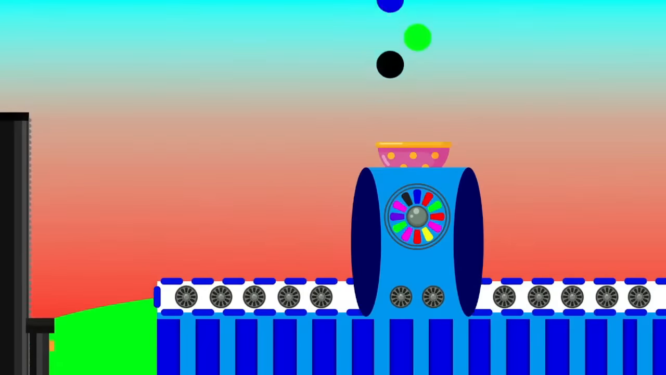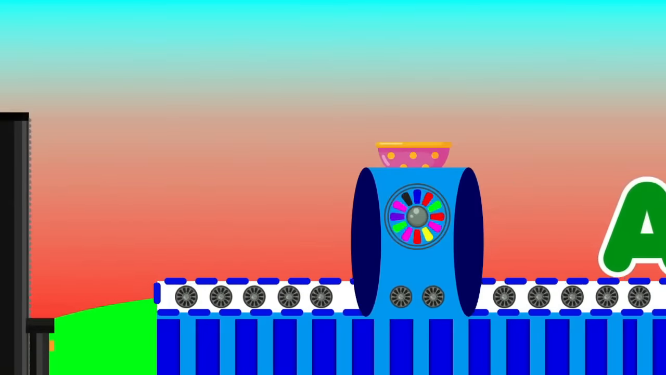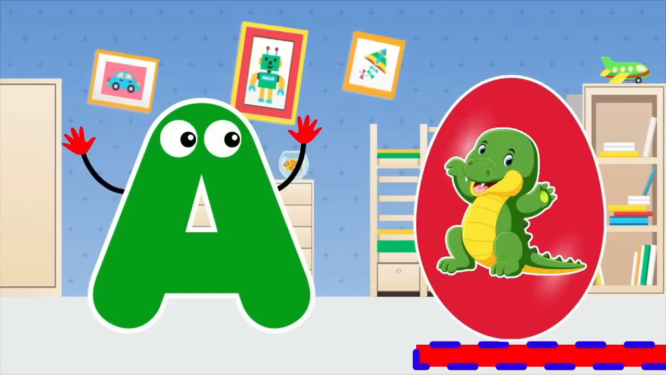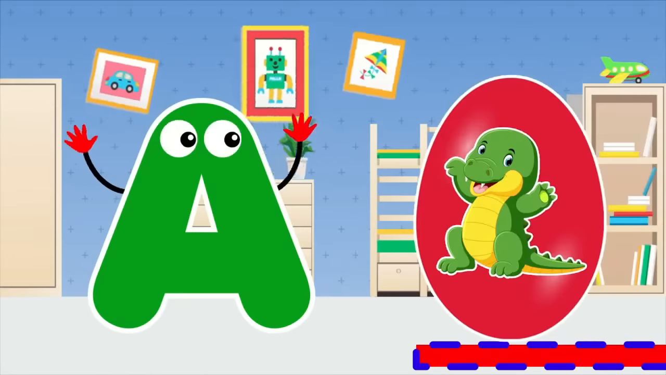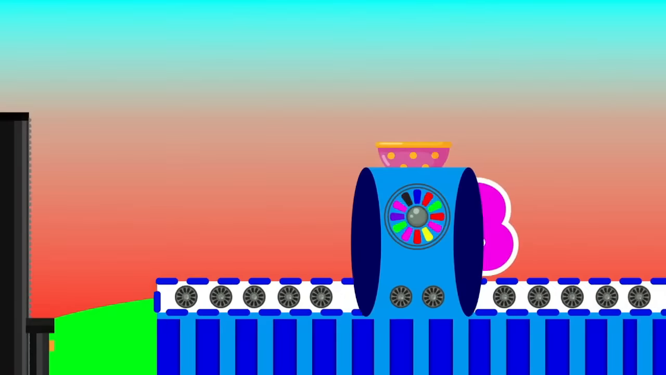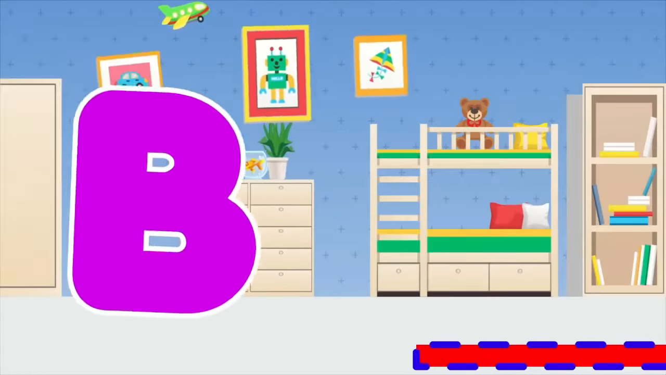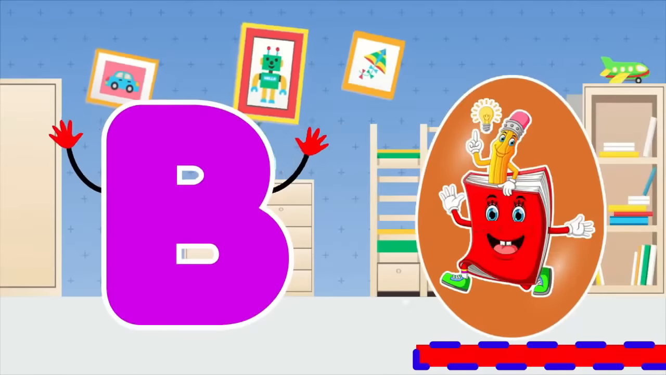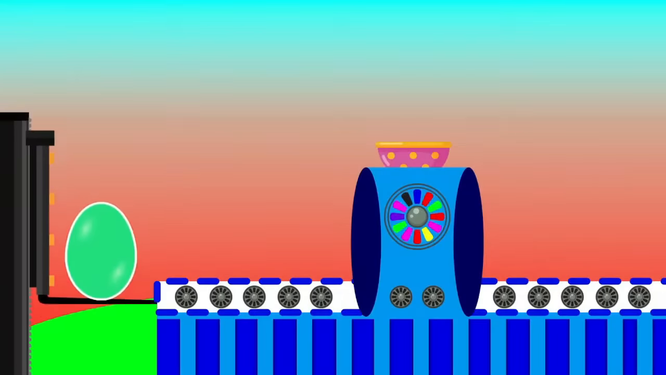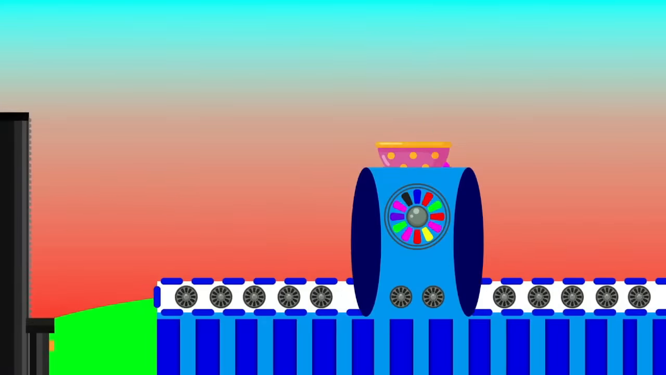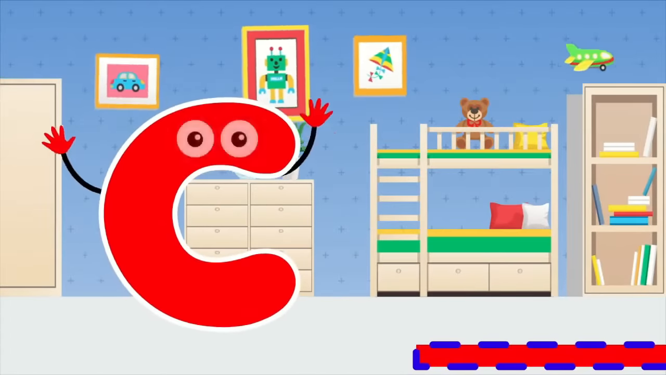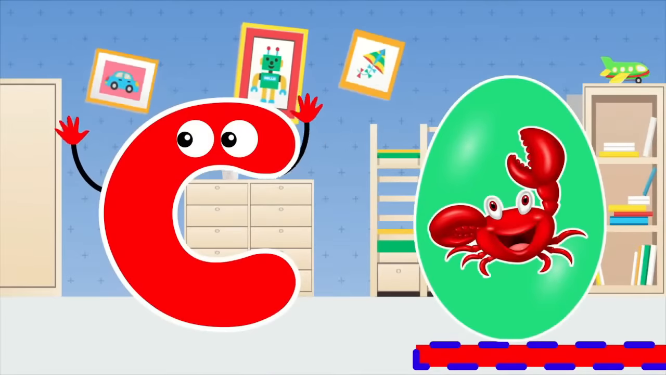Oh, wow! Here is an alphabet A. A is for alligator. Ka-choo! Here is an alphabet B. B is for book. Ka-choo! Here is an alphabet C. C is for crab. Good job.